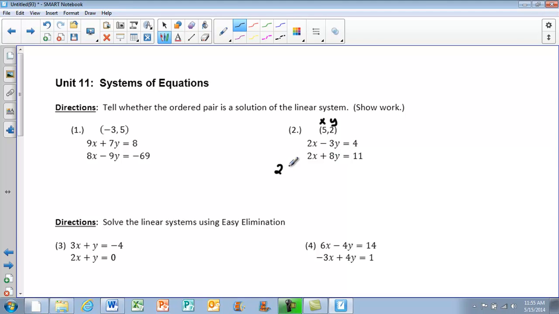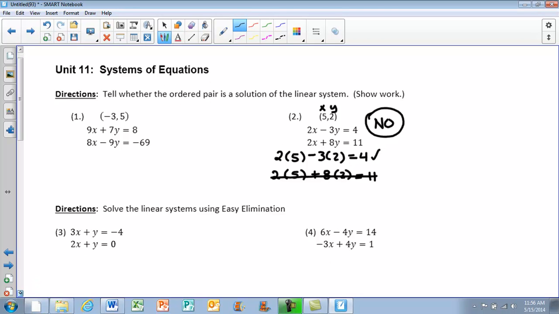So this would be 2 times 5 minus 3 times 2 equals 4. So 5 times 2 is 10, minus 6 is 4, so this one does in fact work. If we take a look at our next one, I have 2 times 5 again, plus 8 times 2 gives me 11. 5 times 2 is 10, plus 16 is not 11, so this one does not work. Remember, in order for this to be a solution, it needs to be true in both, so this is going to be no.